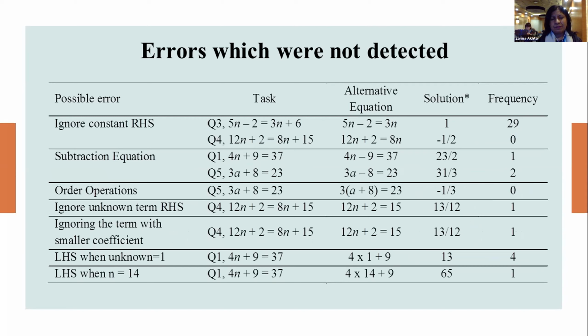And for question 4, it is 12n plus 2 is equal to 8n plus 15. And they wrote 12n plus 2 is equal to 8n. And subtraction equation and order of operations, they ignore unknown terms on the right hand side. First they ignore the constants, and here they ignore the unknowns. Left hand side when unknown is equal to 1, and left hand side when n is equal to 14.